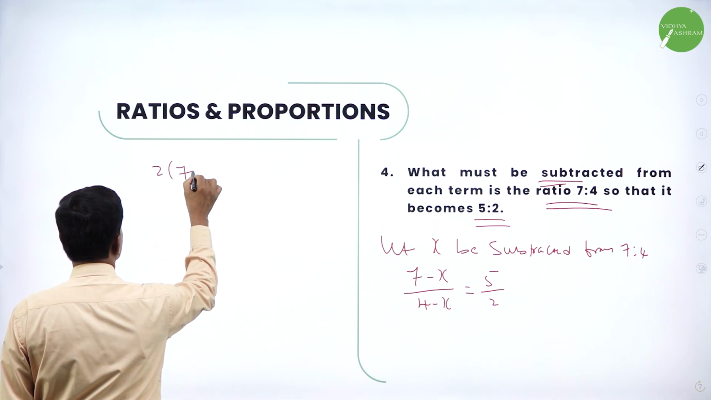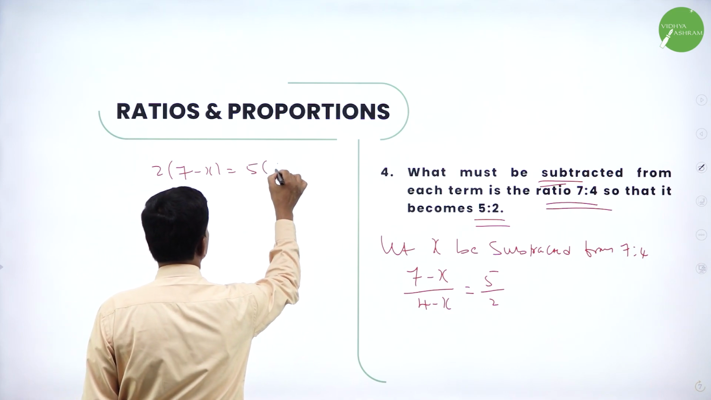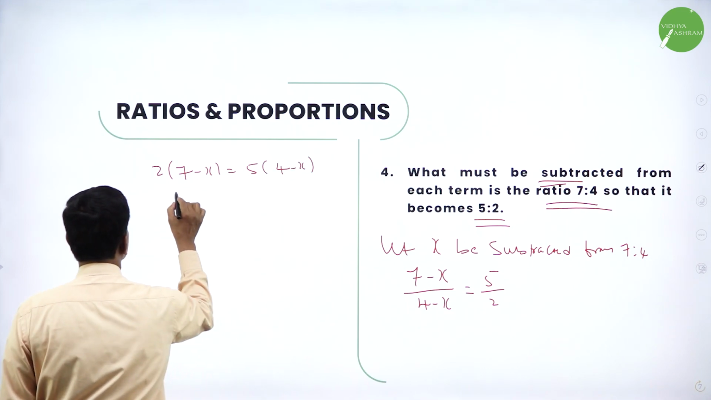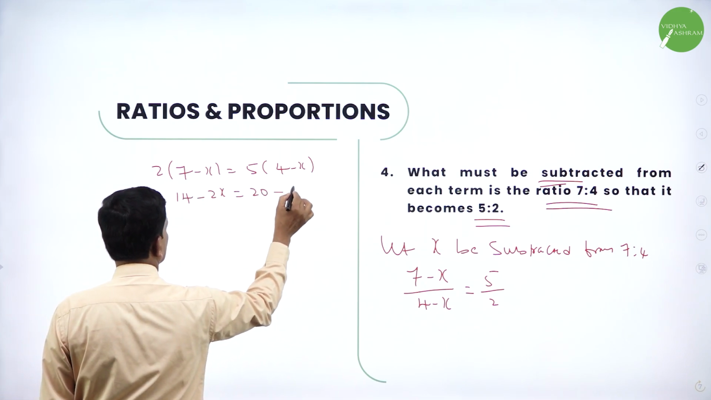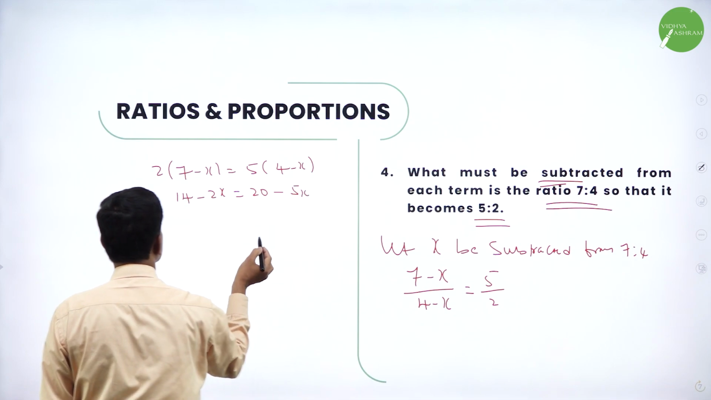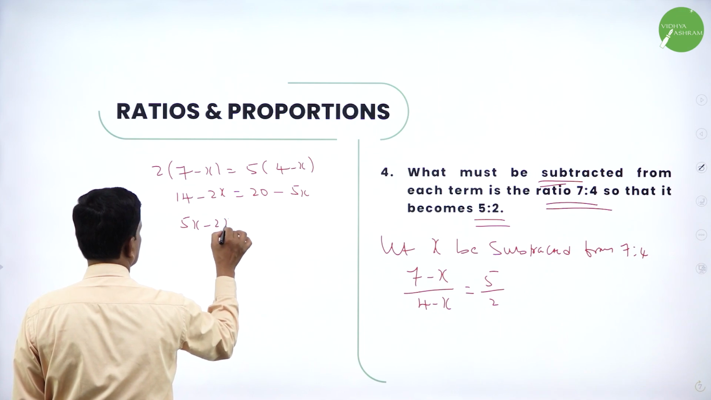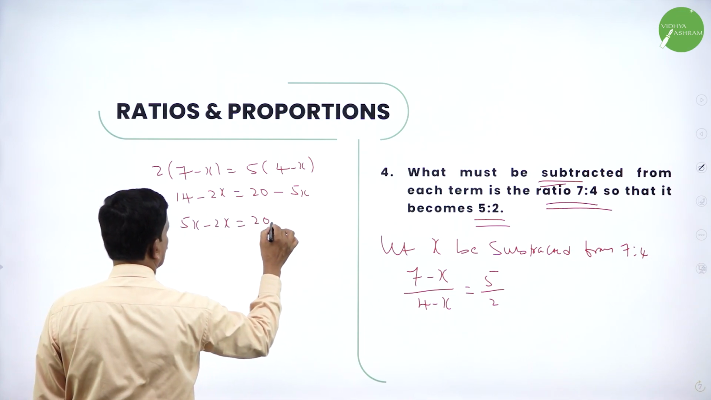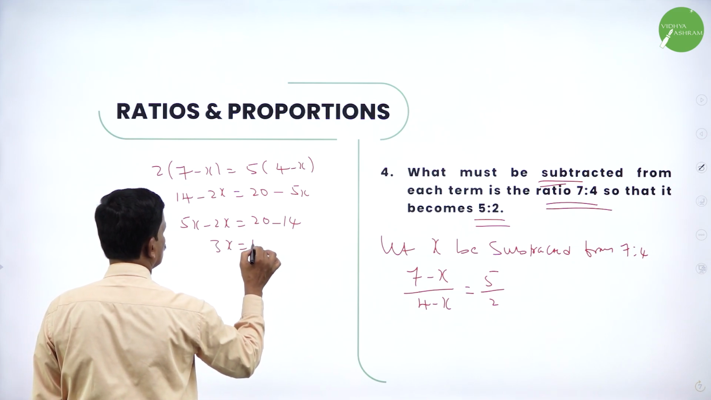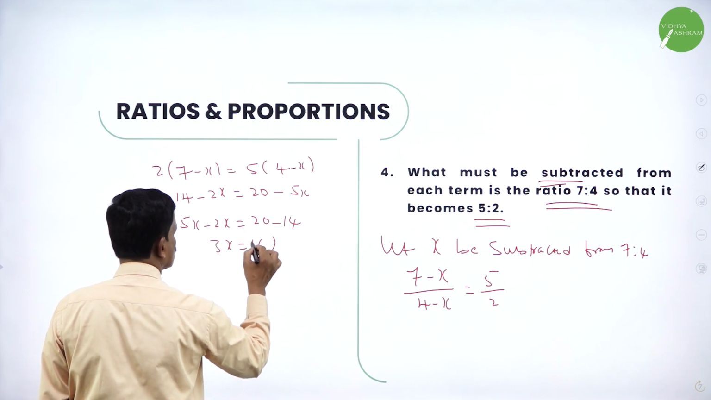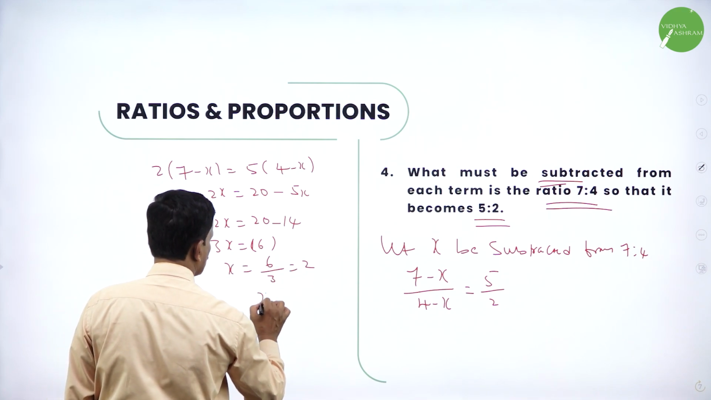2(7 - x) = 5(4 - x). 2 7s are 14, minus 2x, is equal to 5 4s are 20, minus 5x. Transfer this: minus 5x becomes plus 5x, minus 2x, is equal to 20 minus 14. 5 minus 2 is 3x, is equal to 20 minus 14, which is 6. So x = 6/3 = 2. x = 2.